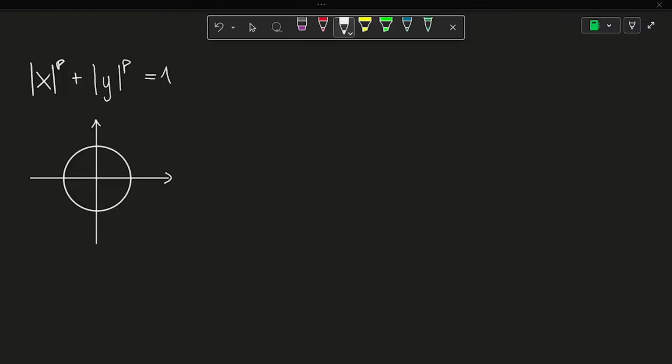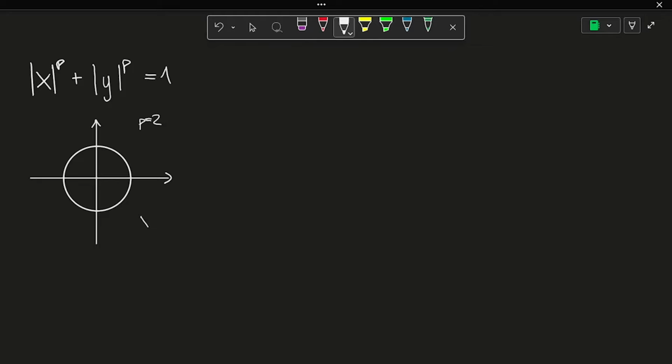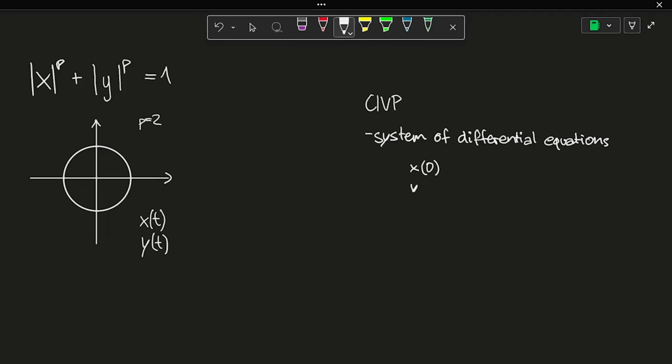Again, let's look at the generalized equation of the p-circle, for which we know that if we set p to 2, we get the unit circle. Before, we've set x and y in terms of t to parametrize the unit circle. Now, let's use a different approach, the CIVP, coupled initial value problem. The CIVP is a system of differential equations with initial conditions given. For the unit circle, this is x of 0 equals 1 and y of 0 equals 0, which is this point here.